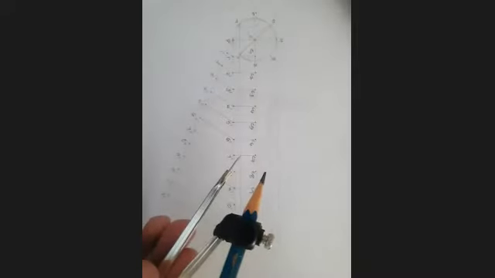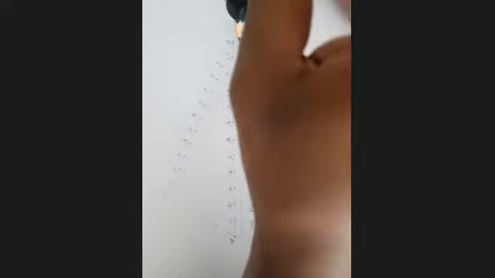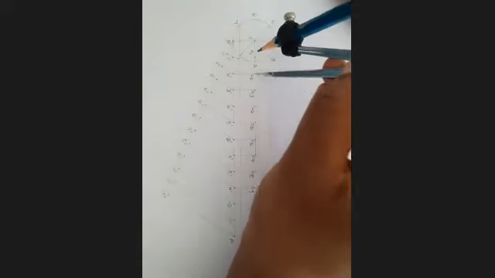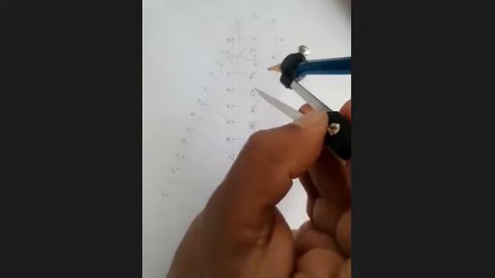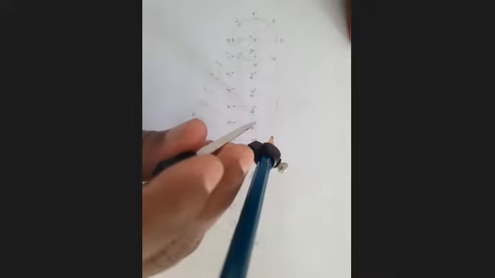Take the circle radius with the compass. With C1 as center, cut the arc on the first line. Next, C2 as center, cut the arc on the second line. Next, C3 as center, cut the arc on the third line. Next, C4, cut the arc on the fourth line. Next, C5, cut the arc on the next line, that is the fifth.